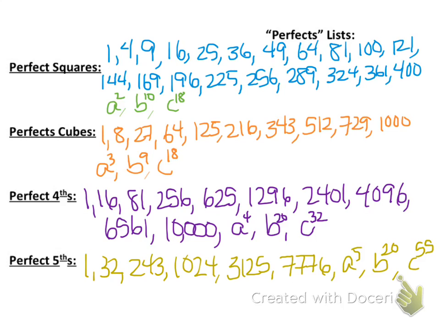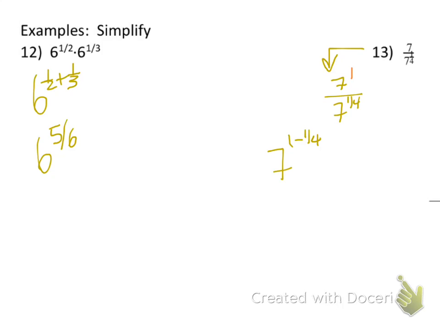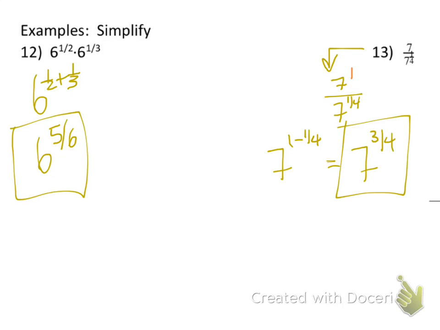So now let's go ahead and use some of these. First of all, if we were to simplify using the properties of exponents, we're going to add the exponents and get 6 to the 5/6. Rewriting this one so it's a little bit easier to read, I have 7 over 7 to the 1/4. Keep in mind when there's not an exponent written, there actually is that exponent of 1. So when we subtract those exponents, I get 7 to the 3/4.